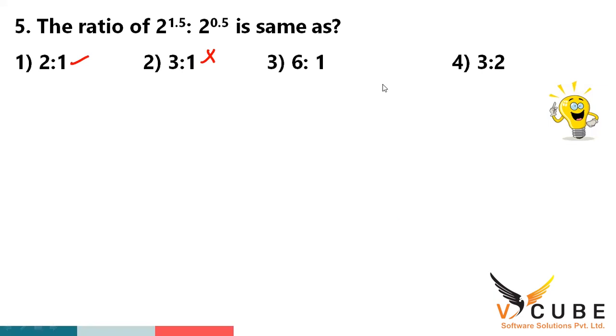Somebody saying option 4. 2 power 0.5 means half of. Okay. 2 to the power of 3 by 2 is equal to 8 by 4. Yes, very good. Listen. So a power m by a power n. What is the formula, guys? A power m minus n. Same like this, guys, here.